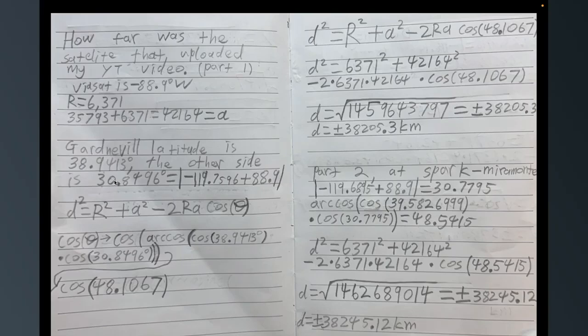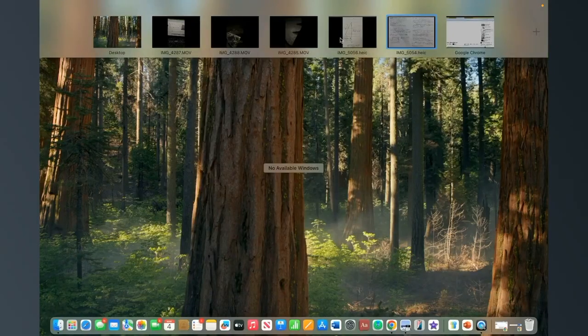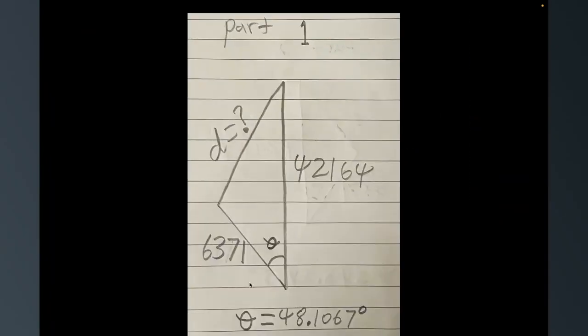Do some trigonometry, do cosine 38.94 times the cosine of 30.8496 and take the arctan of both to get back to the degrees. When we get back to the degrees, we get 48.1067 degrees. So this is the angle theta right here.